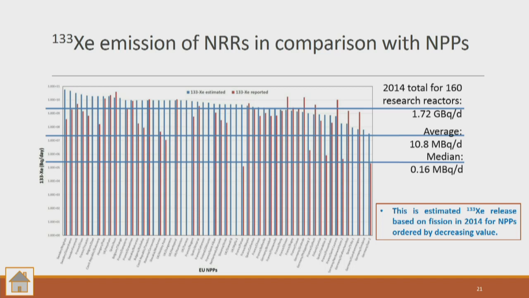Here is the comparison between the nuclear power plants and nuclear research reactors. Here are the European reactors, and this is the release rate of xenon-133. And this line shows the total release for the research reactors in 2014, which are 160 research reactors. And here you can see that this total is smaller than some individual nuclear power plants.